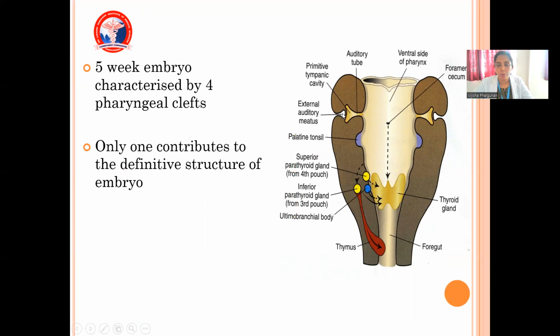So this is what we are talking about. This is an external ectodermal cleft. This one, 1, 2, 3, 4, and all you have, but nothing is there. Why? It is very clearly said: only one contributes to the definitive structure of the embryo. This ectodermal cleft is contributing to form something big. What is that? The external auditory meatus. Meanwhile, from the endodermal pouch, some structure is invaginating to form something, and these two are meeting up. So right now we know that from the ectodermal cleft, the external auditory meatus is forming.